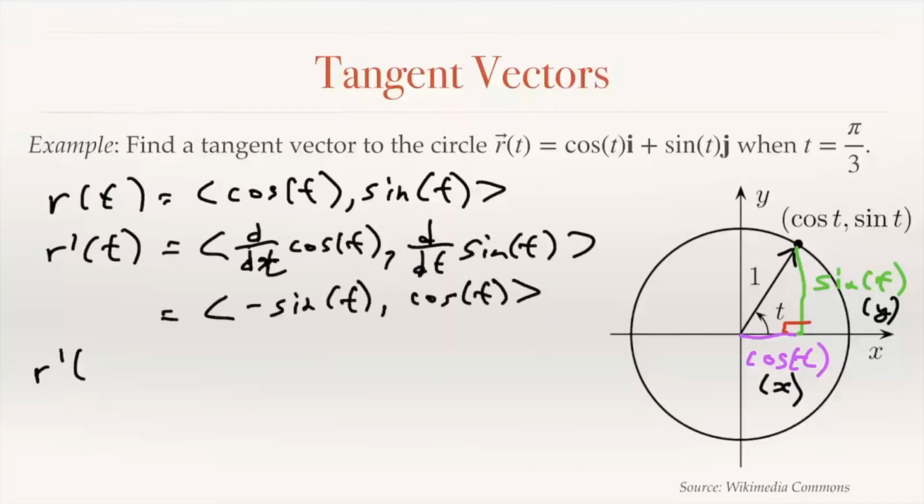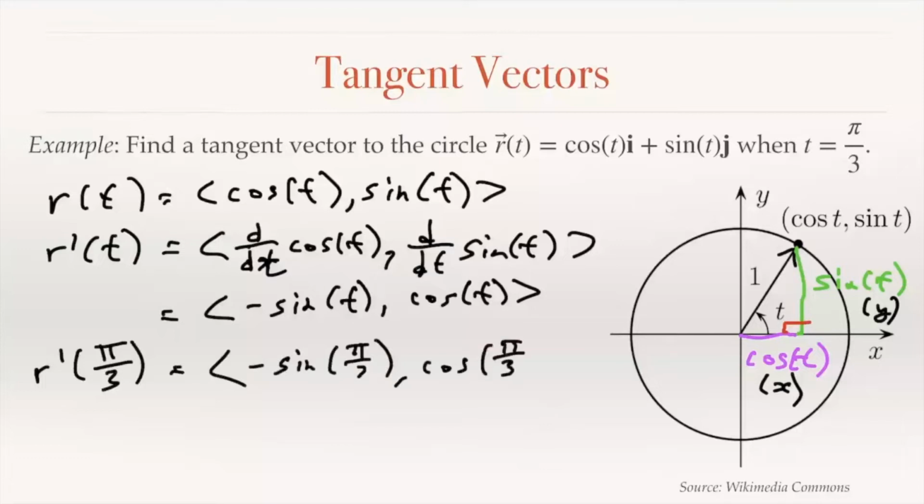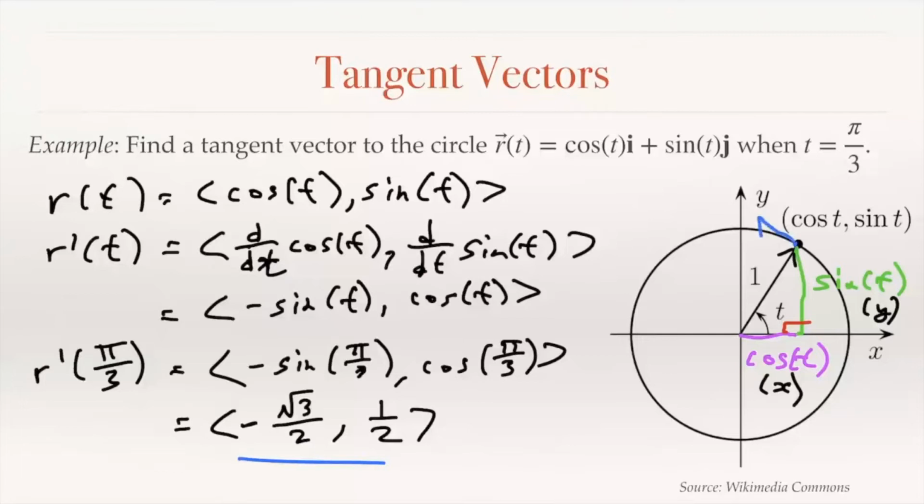And then in this particular case, when t is pi over 3, for example, we just plug that in. And a tangent vector at that point would be, okay, plugging in, we have that. Sine of pi over 3 is root 3 over 2. So we have negative root 3 over 2, comma 1/2. So that would be a vector that looks like this, color coded.